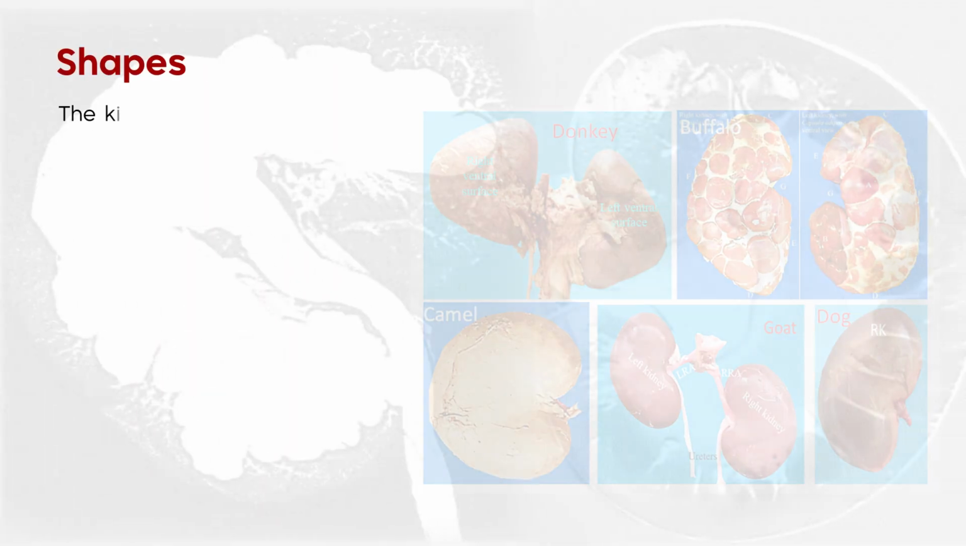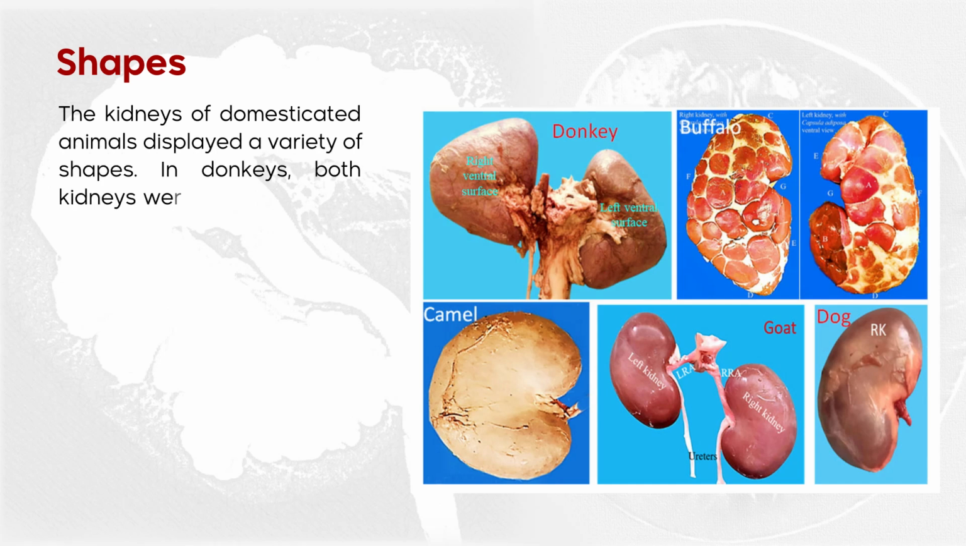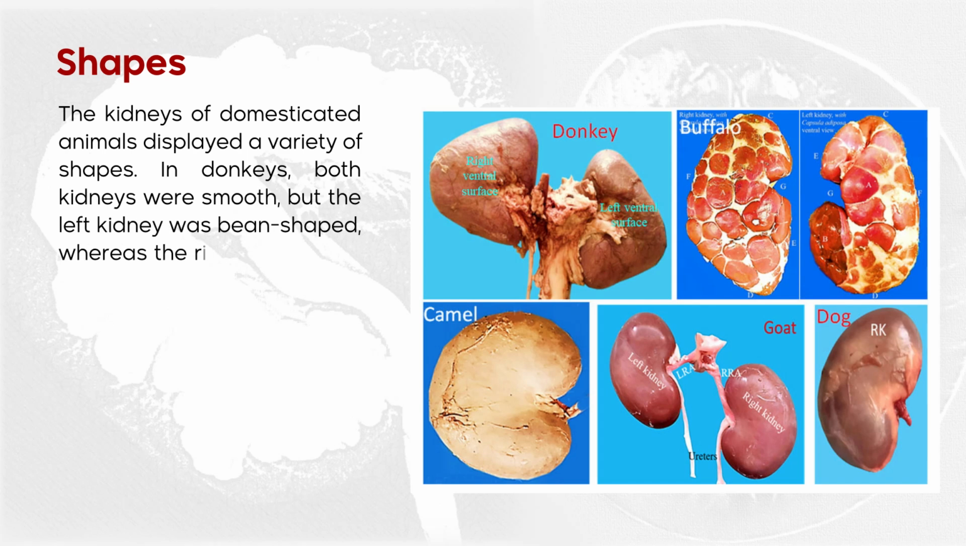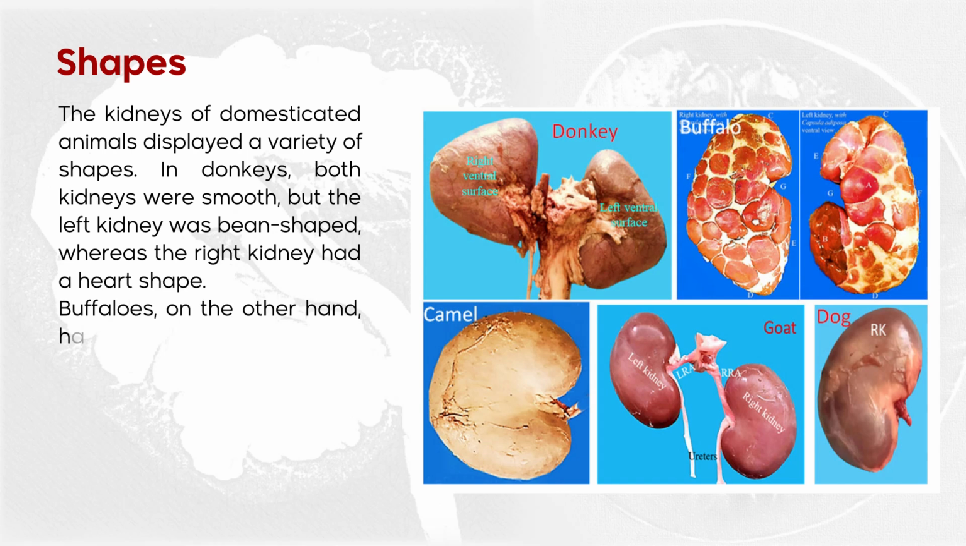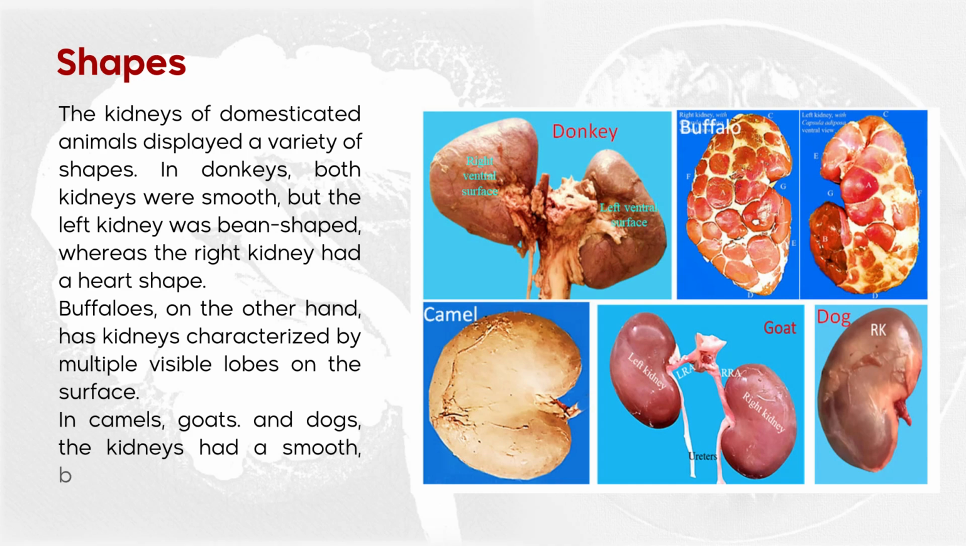Shape. The kidneys of domesticated animals displayed a variety of shapes. In donkeys, both kidneys were smooth, but the left kidney was bean-shaped, whereas the right kidney had a heart shape. Buffaloes, on the other hand, have kidneys characterized by multiple visible lobes on the surface. In camels, goats, and dogs, the kidneys had a smooth, bean-like exterior.